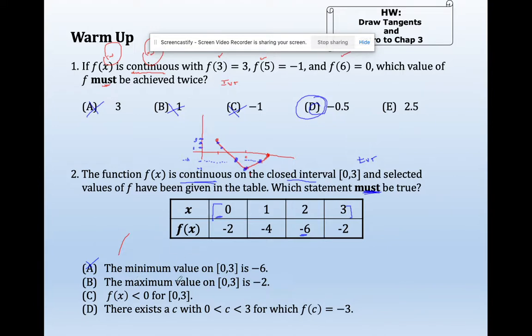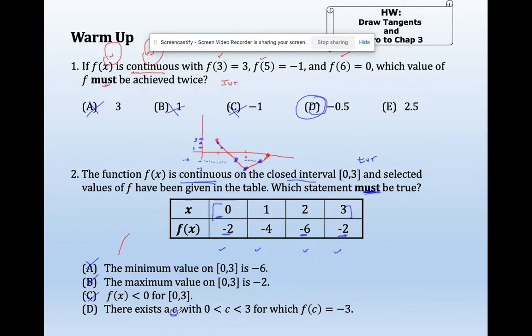The max, same thing, the maximum value is -2. You see that the highest range value you see is -2, but you could have gone from -2 all the way up to 0 and back down to -4. So that doesn't have to be true. The range values are negative for any value. Yep, the range values I've given are all negative, but must that be true? No, because I don't have the range values in between. From -2, this graph could have risen up, gone positive, and then come back down to -4. So that doesn't have to be true. So I hope D is true.